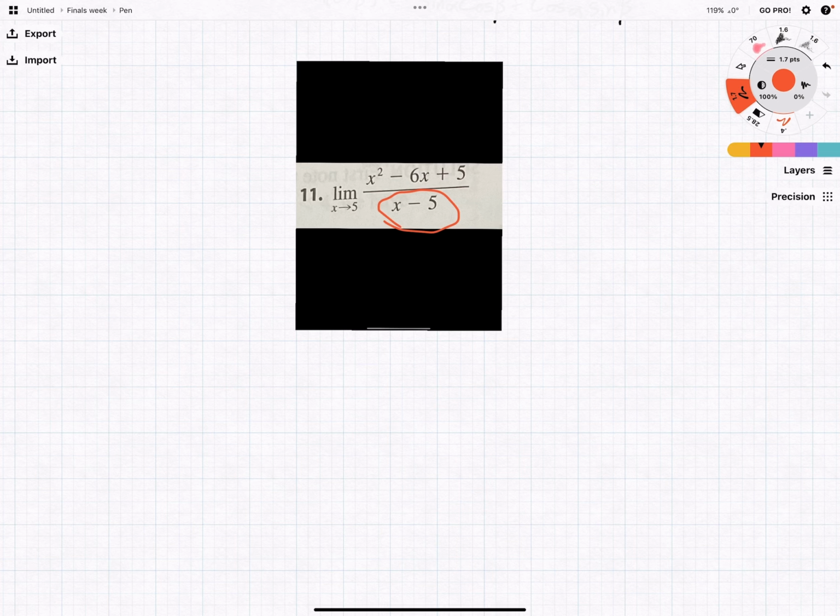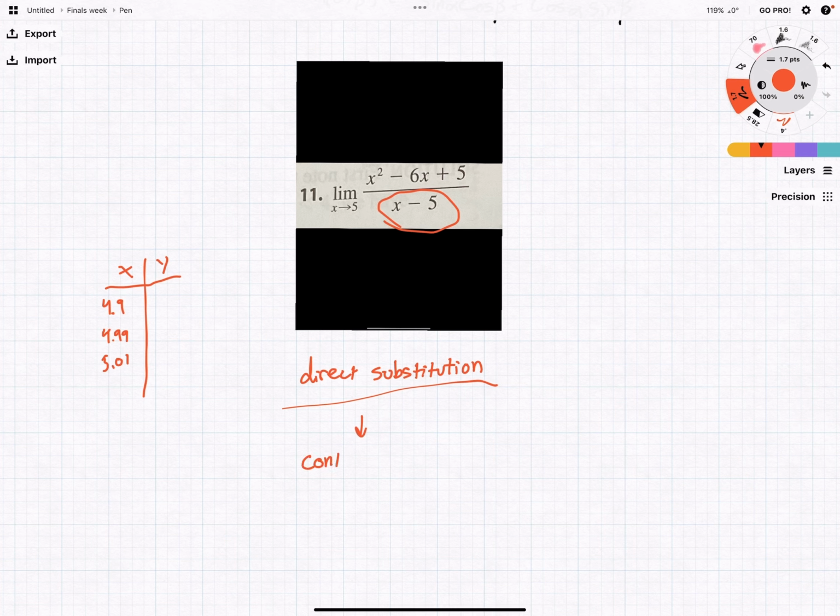In previous sections, we've made a table of values, such as your x and y values, and you find things close to 5, like 4.9, 4.99, 5.01, and so on and so forth. Here, we want to find a way to use a technique called direct substitution. And direct substitution you can use if you have a continuous function.